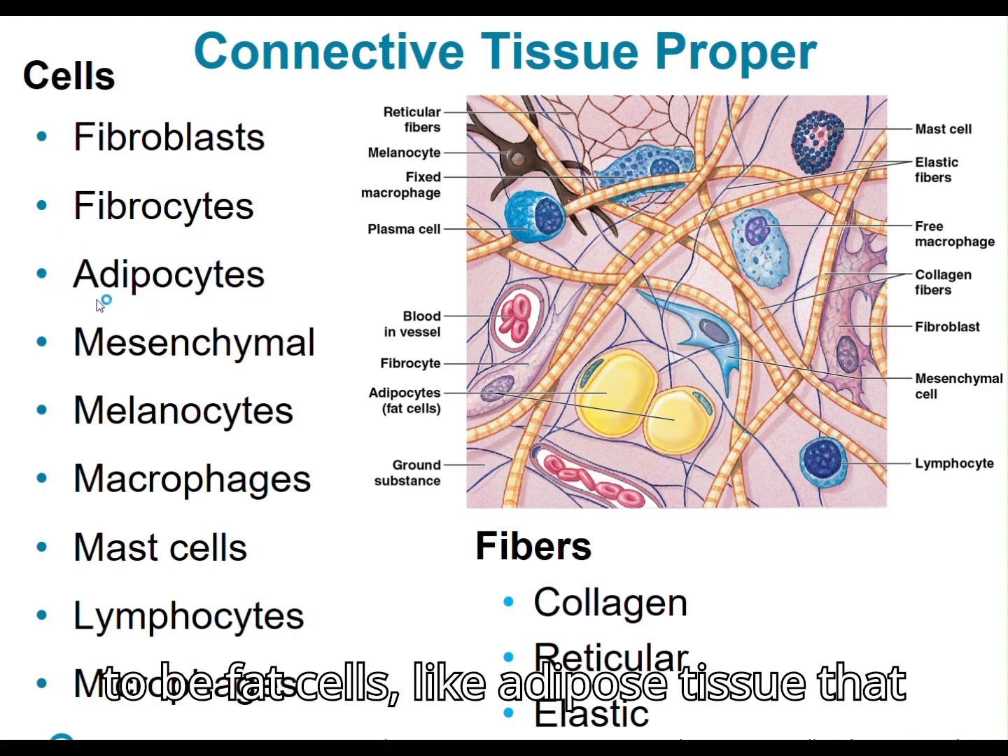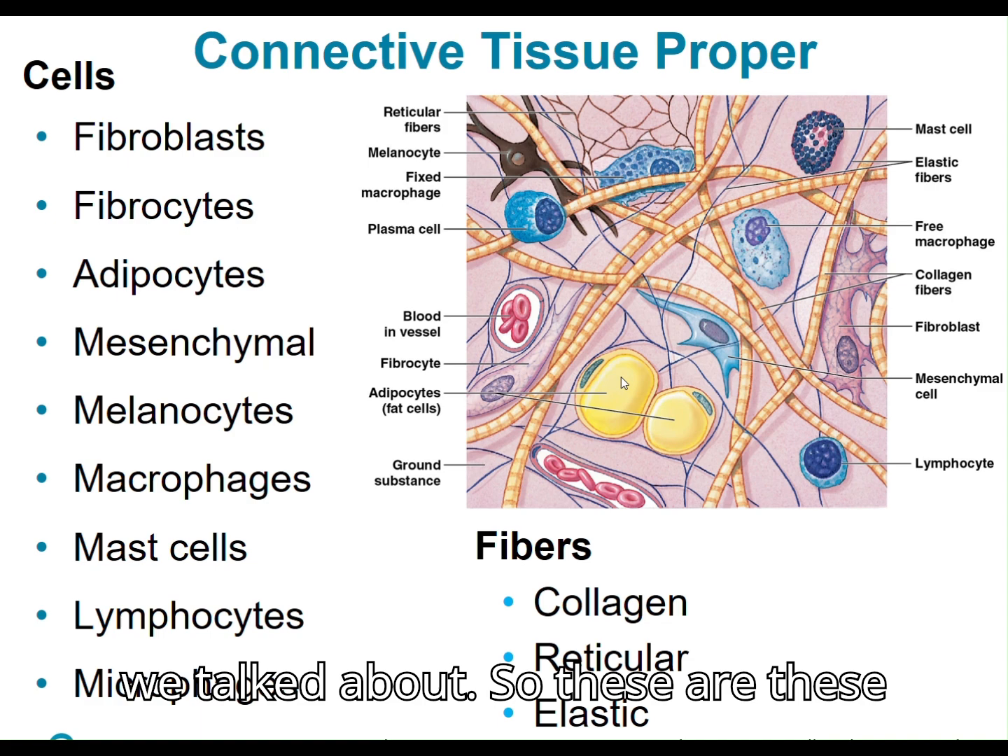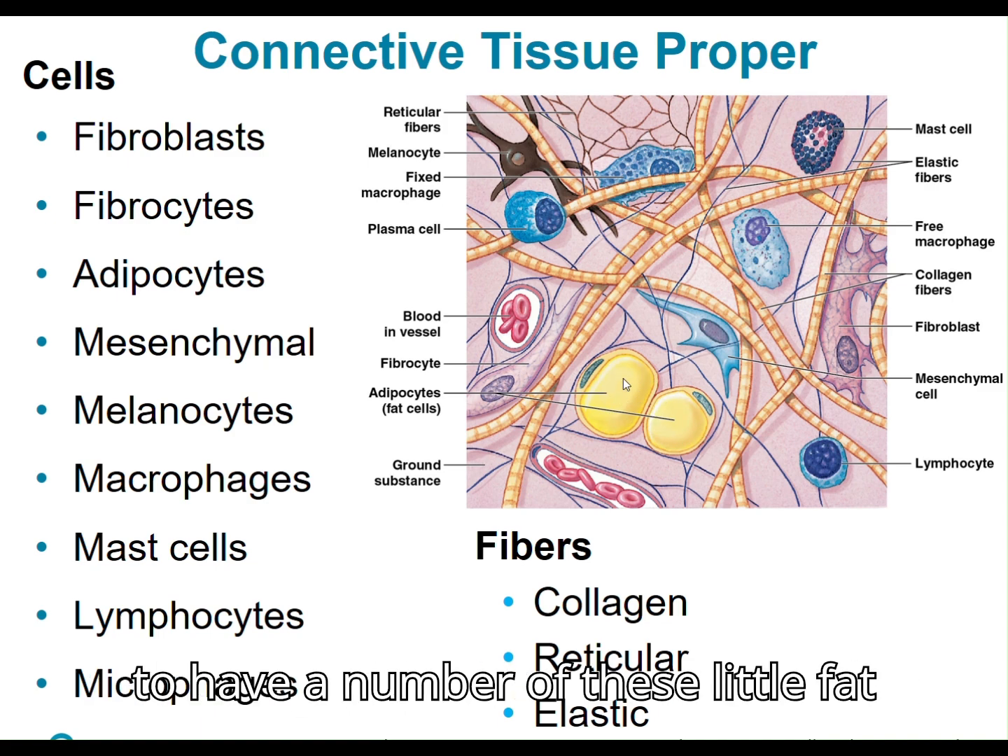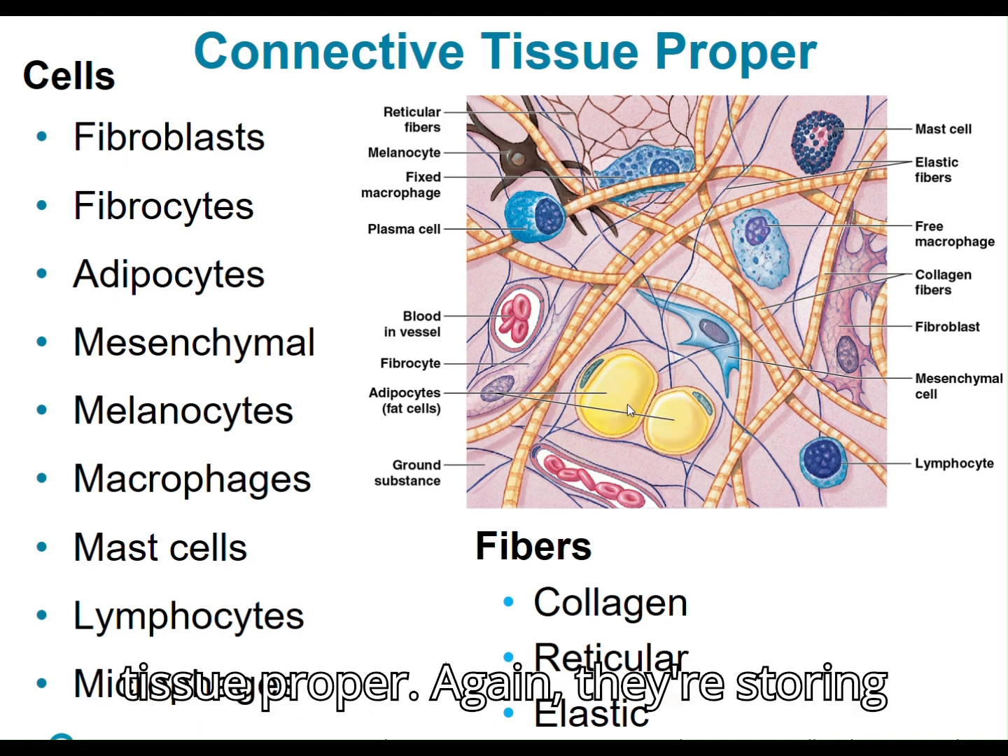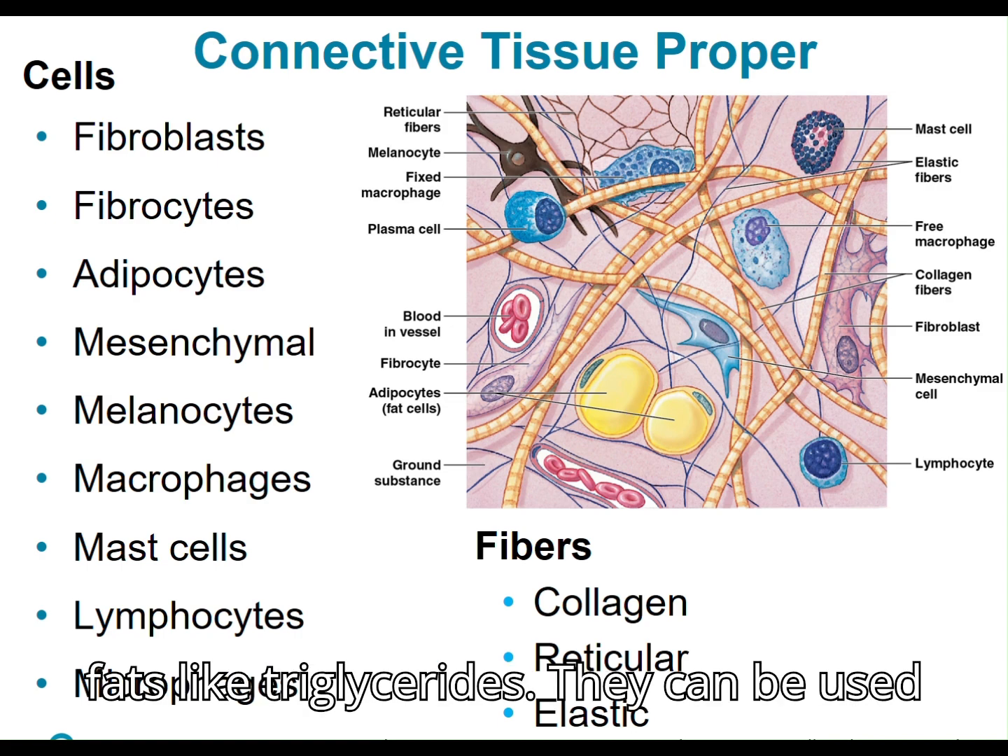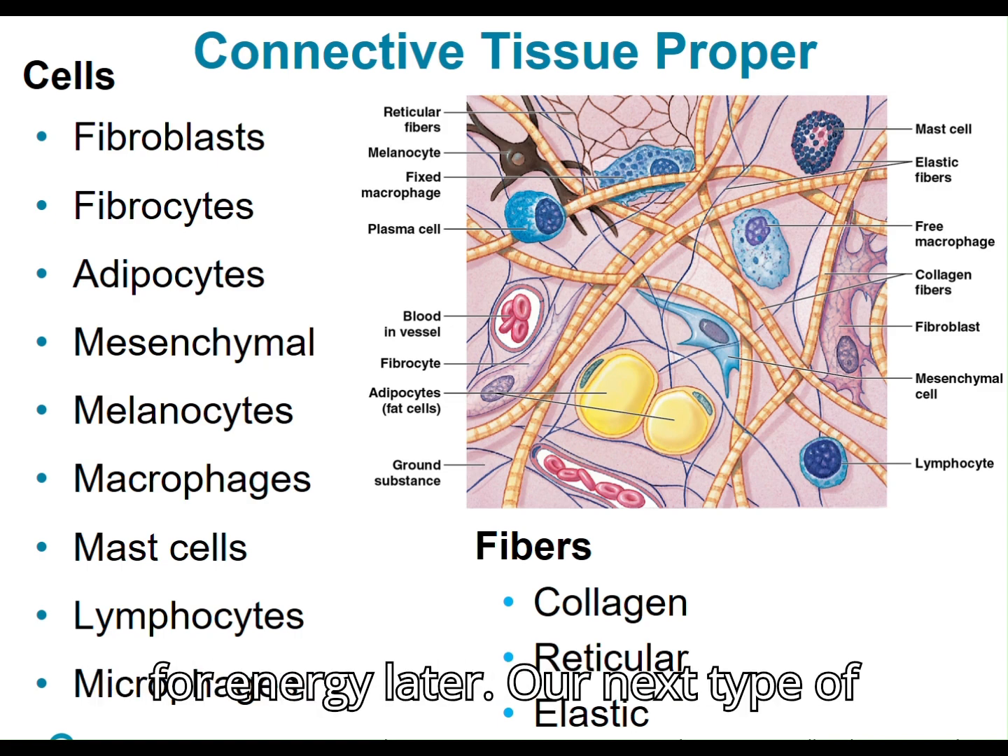Adipocytes are going to be fat cells, like adipose tissue that we talked about. So these are these yellow guys right here. So you're going to have a number of these little fat cells that are going to be in connective tissue proper. Again, they're storing fats like triglycerides. They can be used for energy later.